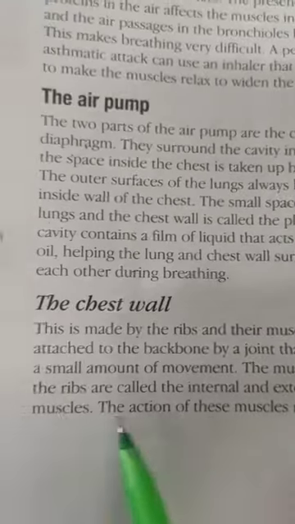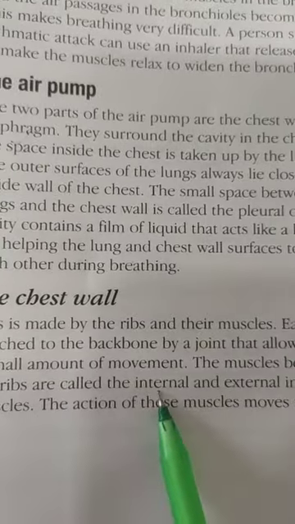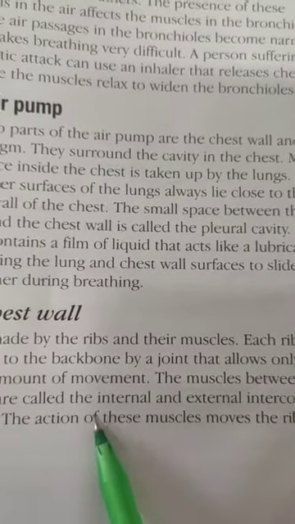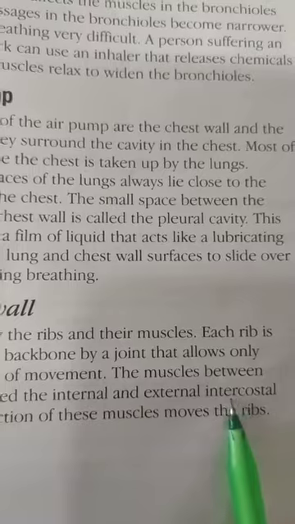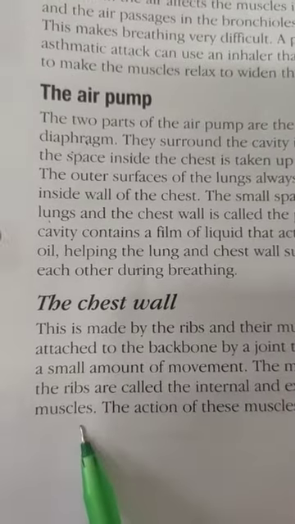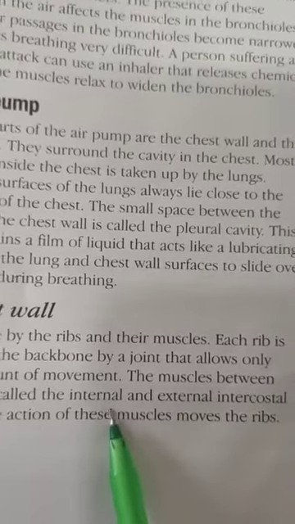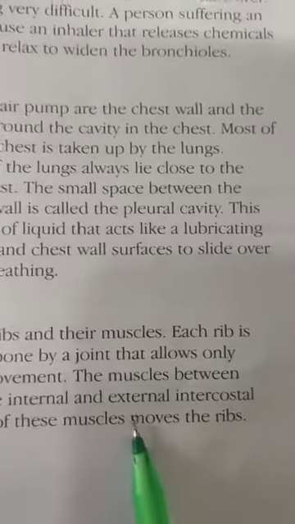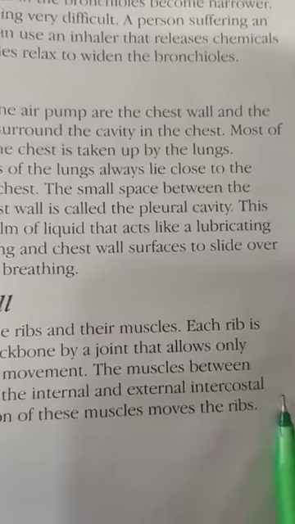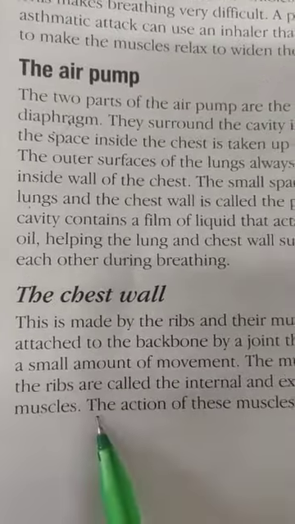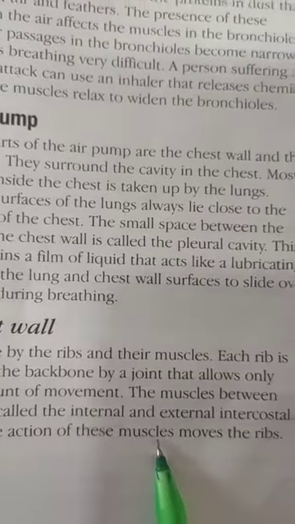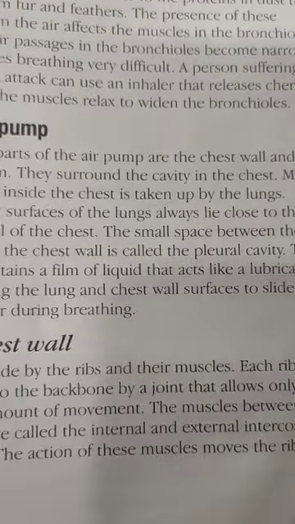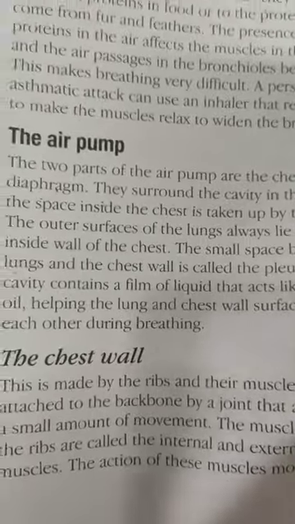And the muscles between the ribs are of two types mainly. First is internal and external intercostal muscles. Fine. So remember the names of the muscles, internal and external intercostal muscles. And when they move, they also help in the movement of the ribs in our chest. Fine. This is about the chest wall.